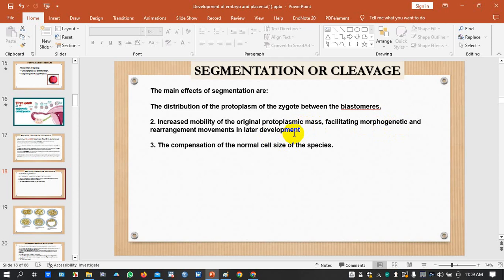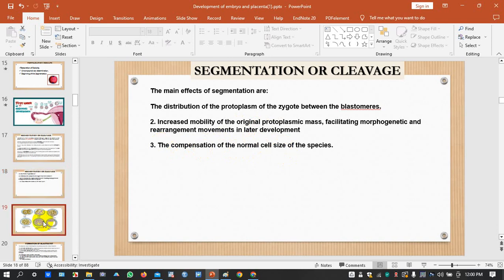So if a baby will be a female, if it will be fair colored or dark colored, if it has the character of the father, the character of the mother, whatever abnormalities and the rest, they occur here. Compensation of the normal cell size of the species. So the cell size becomes normal also.